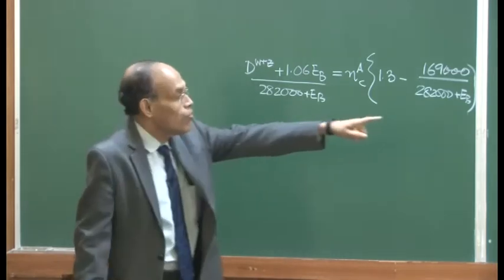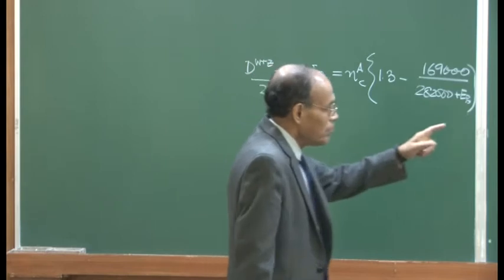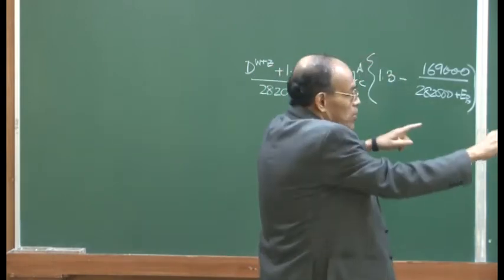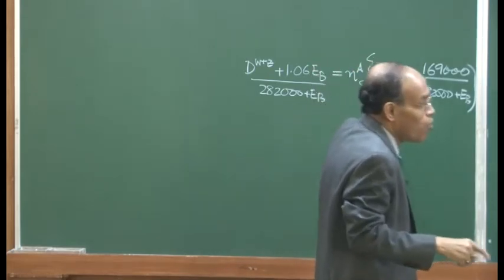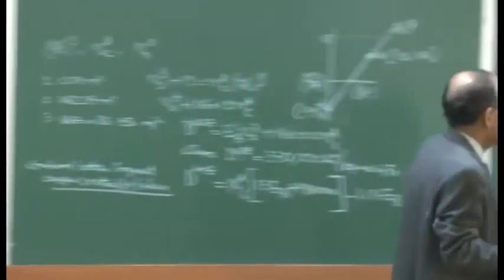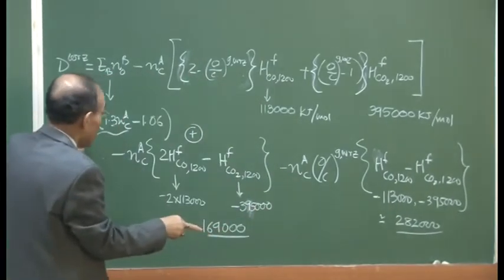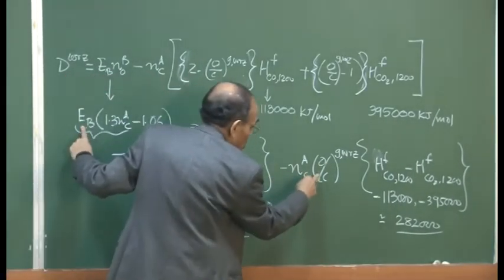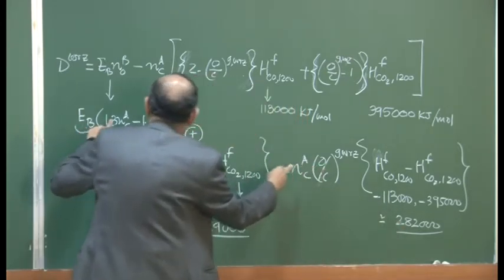So, with the values substituted, we should be able to get the equation from here. We can get the equation straight away into this particular form, because this 282,000 term is also associated with 1.3 EB. So, this term is associated with 1.3 into 2. The 1.3 term is here, and the 1.3 term is here.